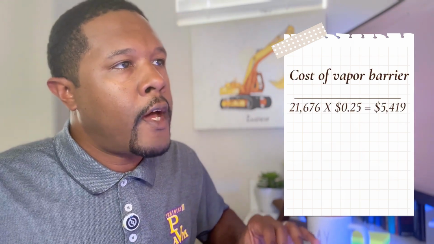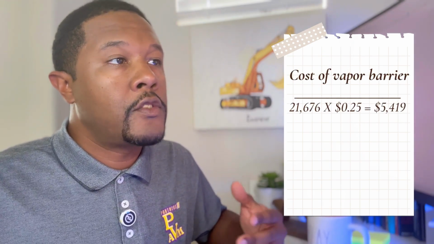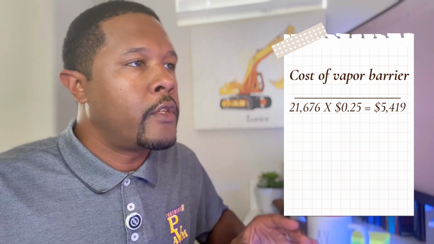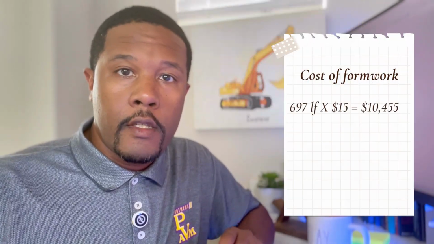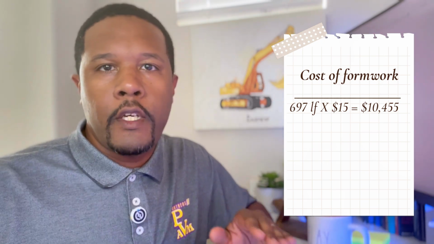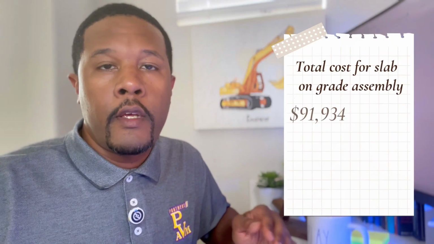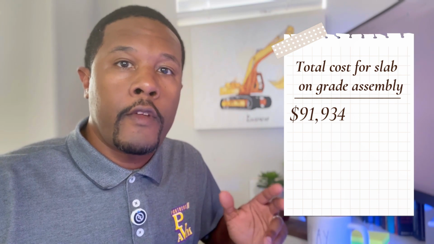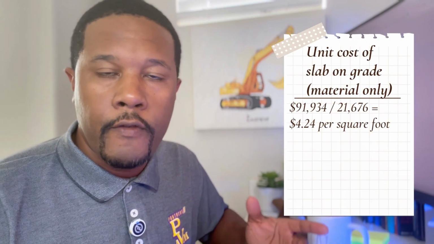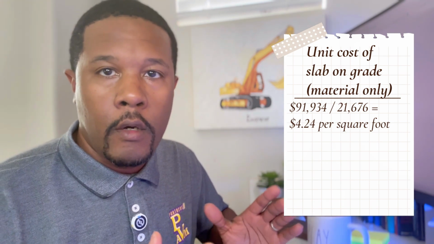Next, we have our vapor barrier. Now, let's say our 21,676 times 25 cents is $5,419. And like I said, you want to select anywhere from 5 to 10% of that to add in as waste. Next, our formwork. So we'll take 697 linear feet, and let's go with $15 per linear foot. That brings us to $10,455 for our formwork. Adding all that up comes out to roughly $91,934. Now let's divide that number by our square footage, and we're coming out to about $4.24 per square foot. That's only material though.